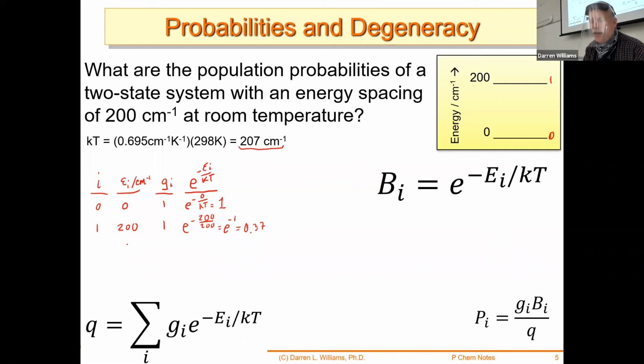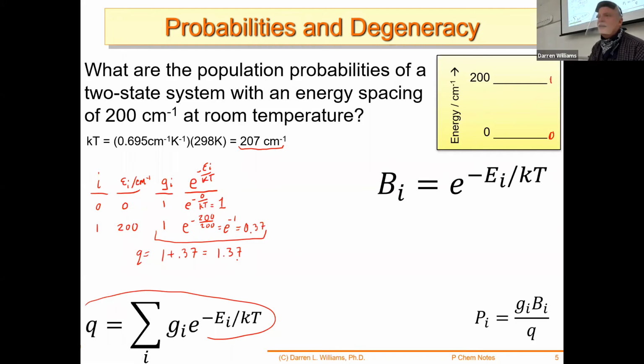And so then we have this Q, the sum of these Boltzmann pieces times the degeneracies. It's these two here, the sum product of 1 times 1 and 1 times 0.37. So Q is equal to 1 plus 0.37, which is 1.37. So that's our partition function. That's telling us that we have some excitation in this system, because if it was all in the ground state, then it would be 1. And if it was all in the ground state, this piece would be 0.